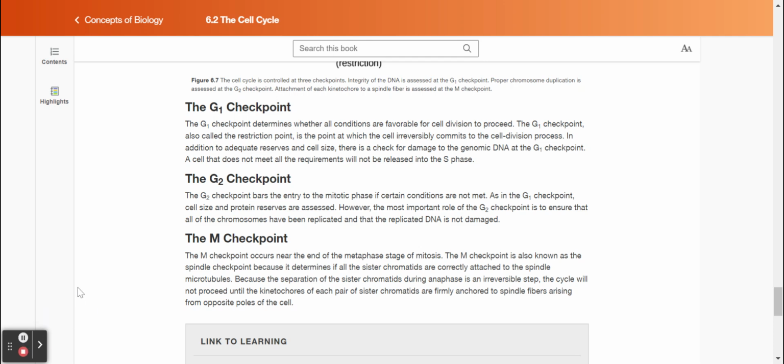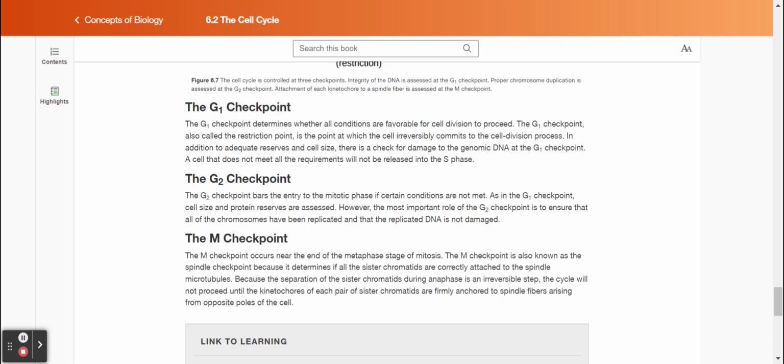The G2 checkpoint. The G2 checkpoint bars the entry to the mitotic phase if certain conditions are not met. As in the G1 checkpoint, cell size and protein reserves are assessed. However, the most important role of the G2 checkpoint is to ensure that all of the chromosomes have been replicated and that the replicated DNA is not damaged.